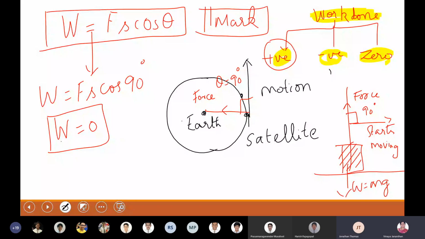A block was lying on the ground. 9th grade, you have learned all this concept. I thought people are very well versed with this. Ma'am, lifting a block means we have done a work, right? Yeah, you have done a work against the gravitational force. But other teachers said it's not a work. Lifting only a motion is a work in physics.